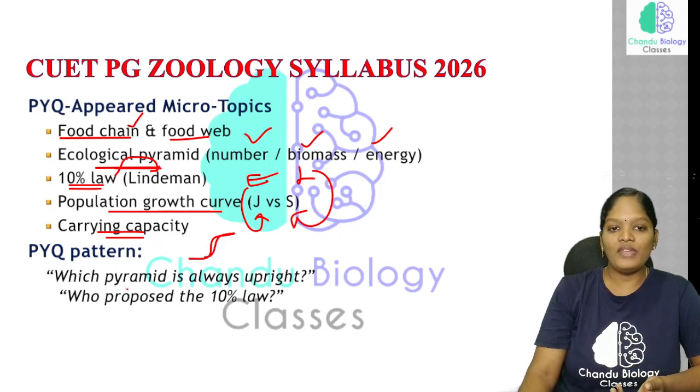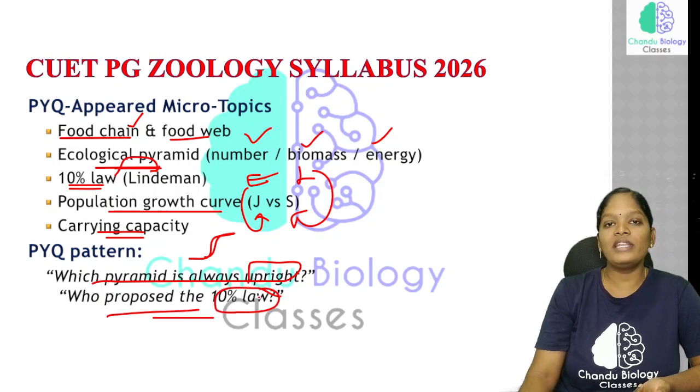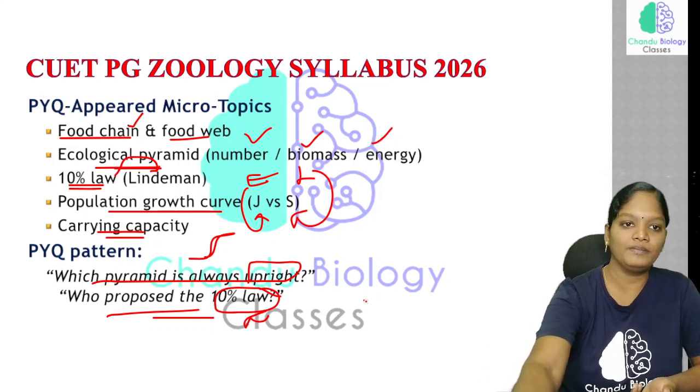In the PYQ we can expect a question: which pyramid is always upright, whether it is the pyramid of numbers, biomass, or energy. Who proposed the 10% rule? As I said before, it is also called Lindeman's rule. So we can easily come to a conclusion.